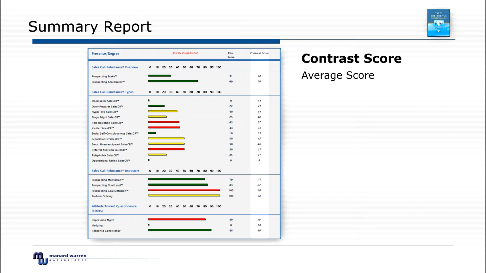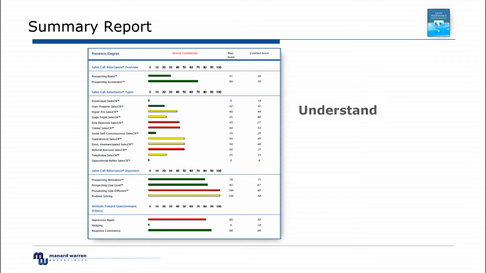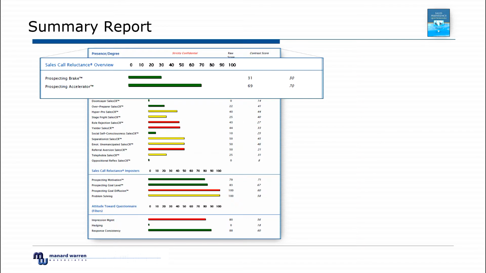To me, the thing that will be most helpful for you is understanding which color you got in a certain category, and then also what that category means. Is it an important category for you to be successful? The remainder of this presentation, that's what I'll focus on, is the categories. With that being said, let's take a peek first at the top section where it says Sales Call Reluctance Overview, Prospecting Break, Prospecting Accelerator.